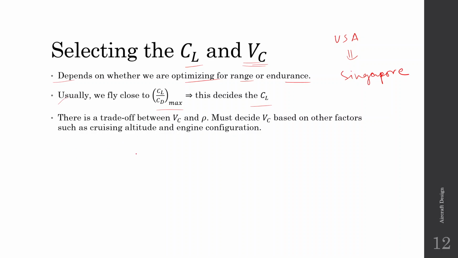Another table is there. Let me write down the table. Sir has discussed this in class. So jet engine, prop engine, and then we have range and endurance.